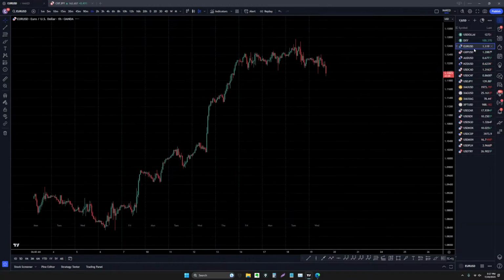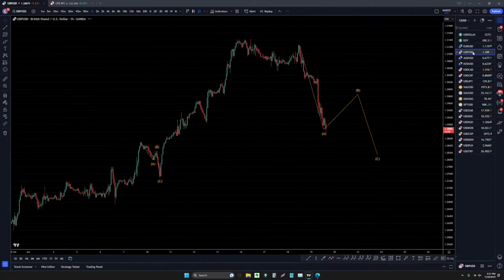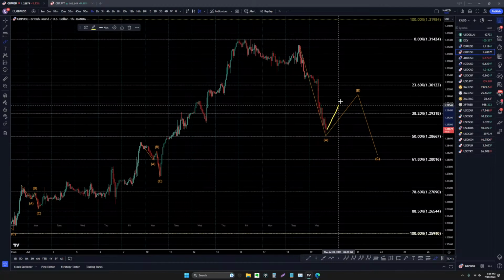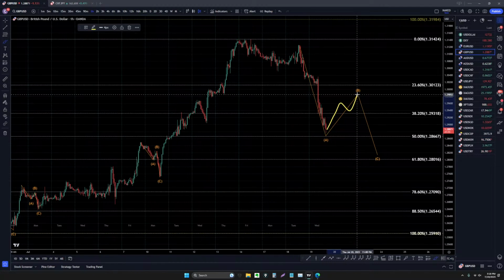So let's start off on the top. We already looked at the euro dollar again. The correction's definitely not over on that. I think that we're getting close to ending a wave B, though. Probably going to go up pretty soon to make a wave B.